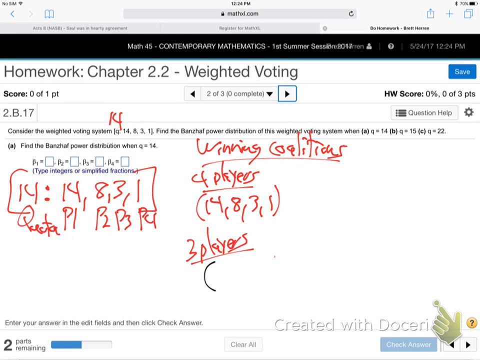Well, if you have 4 people total and you're going to form a 3-person team, you got to leave somebody out. Right? That makes sense? If you got 4 and you're going to pick 3, you're going to leave one person out. Well, how many different ways are there to leave one person out?